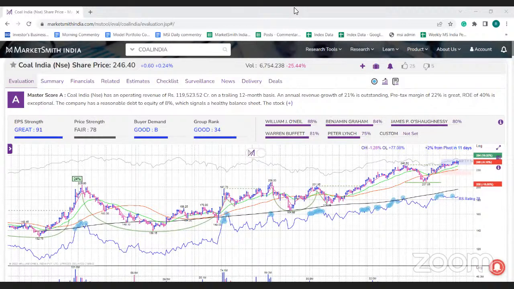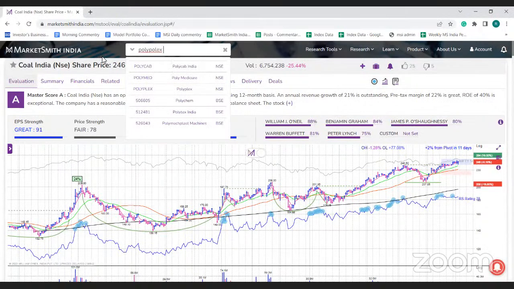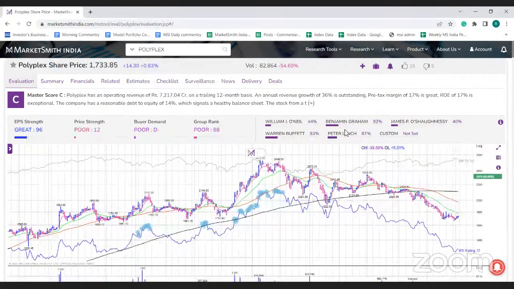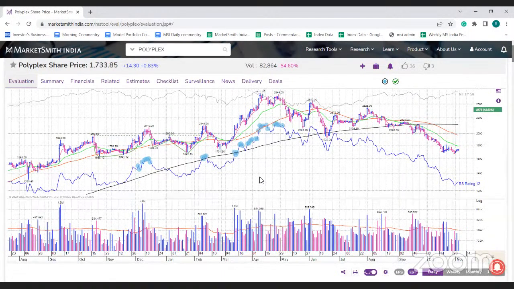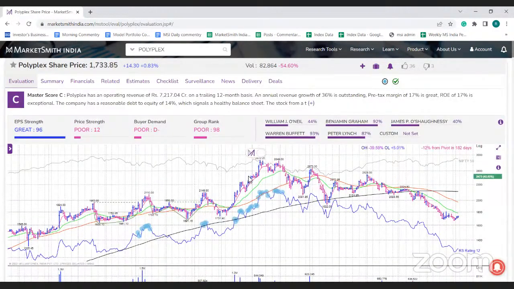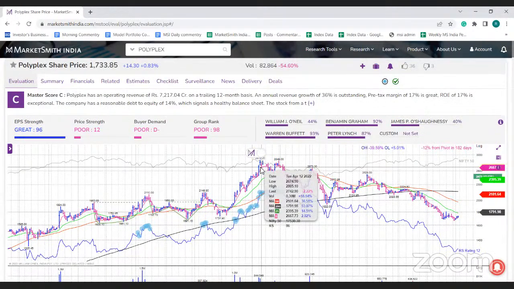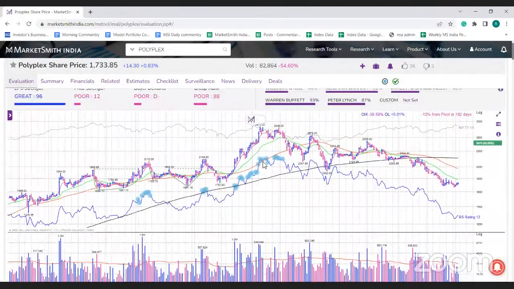Okay, so next one is Polyplex. We can take, I'm just taking randomly. So this was a very good stock as far, but the fundamental still remains good. But after making some high over here, it has been continuously getting beaten down.